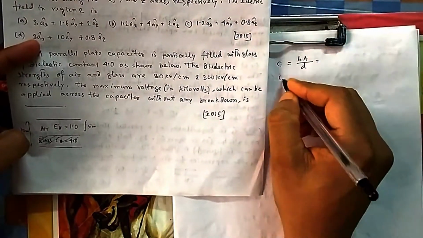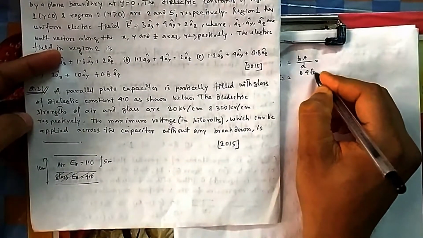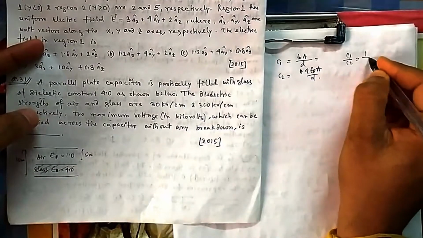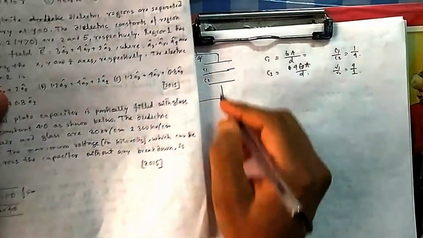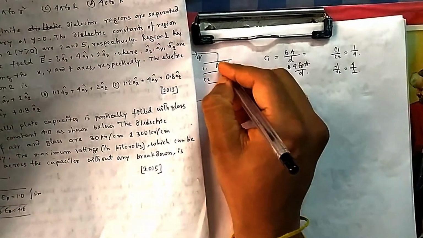So let's not put them in, because we just want a ratio between these two, that's it. So C2 is 4 epsilon 0 into A by D. So your ratio between C1 and C2 is equal to 1 by 4. So your V1 and V2 will be in the ratio 4 by 1. So whatever voltage is here, 1/4 will be here. Okay, so this is your air, this is your glass.